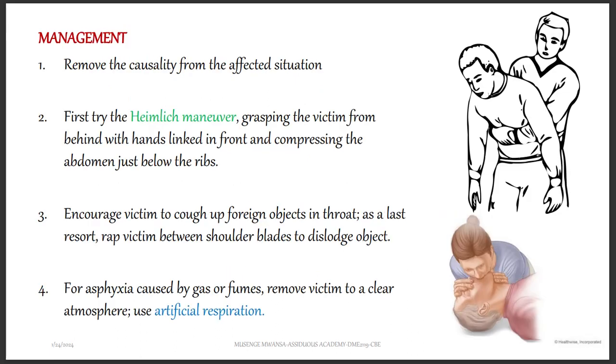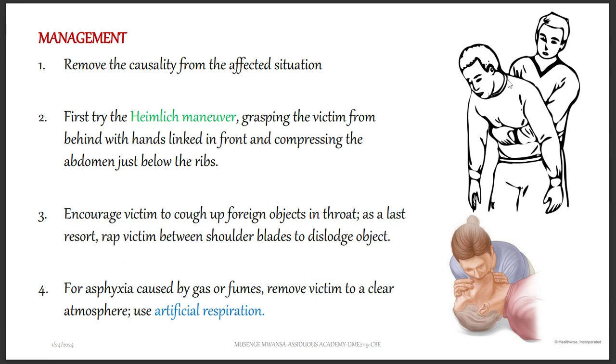How can you manage this condition? You should be able to remove the casualty from the affected situation. Let's say, for example, they have asphyxia because they are in a closed room, or they are in a place where there's a lot of smoke, so be able to remove them. And also first try the Heimlich maneuver, grasping the victim from behind with hands linked in front and compressing the abdomen just below the ribs.